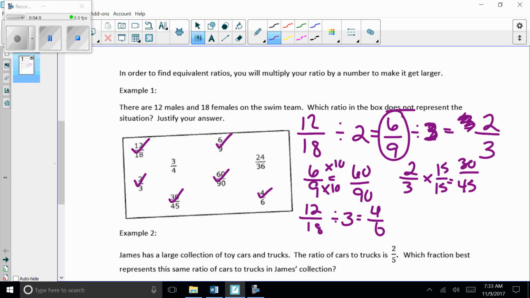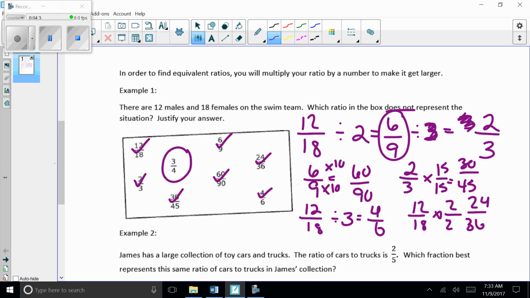So if I start with my original 12/18, what can I multiply it by to get it to be something over 36? I'm going to multiply it by 2. And 12 times 2 is 24. So that one also works. So out of all these small fractions that we got, I got 4/6, I got 2/3, I got 6/9. None of those were 3/4. So 3/4 is a ratio that does not fit in with the rest.